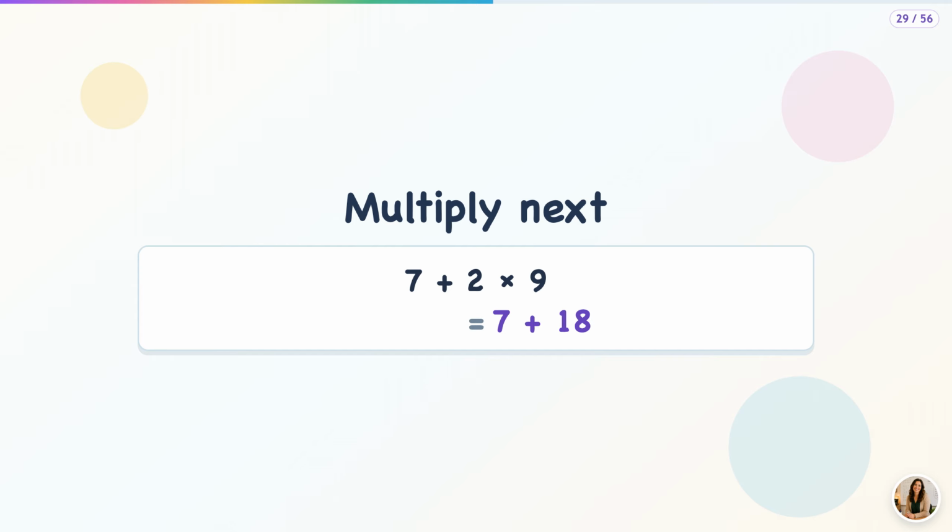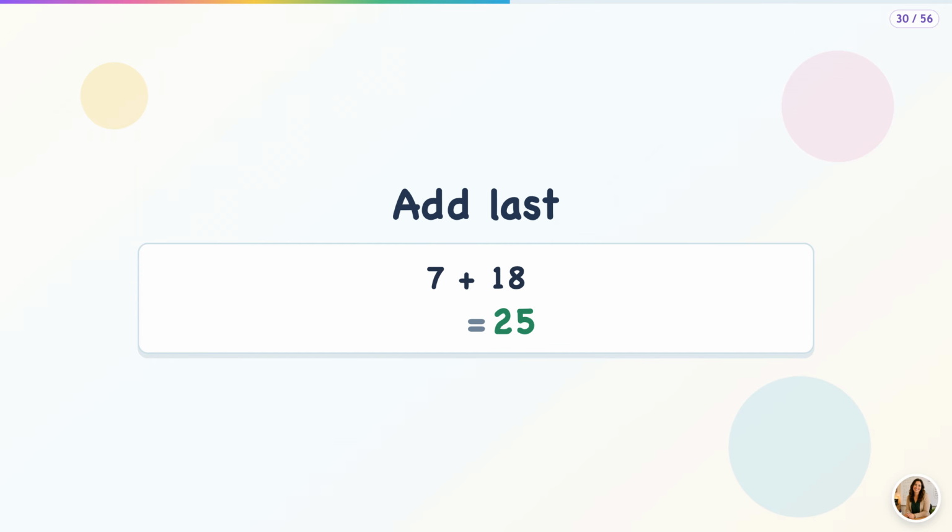Only one operation remains. Step 4 is addition. 7 plus 18 equals 25. We have reached the answer. The important part was not speed. It was using the levels in order: group, exponent, multiply, then add. Each line stayed equal to the line before it, and each line changed only the part we had just calculated.